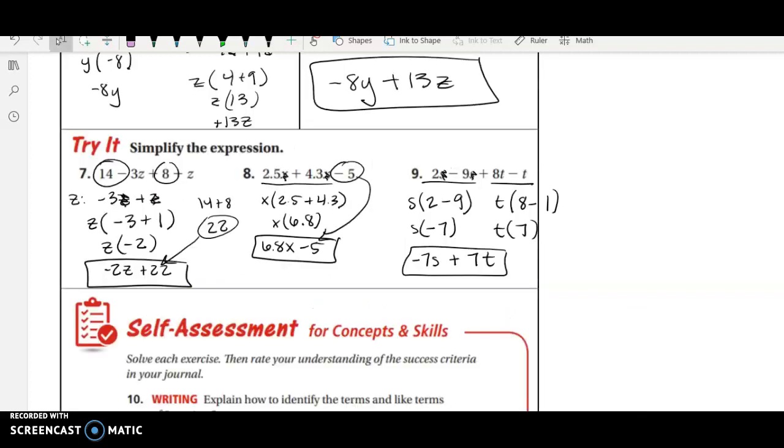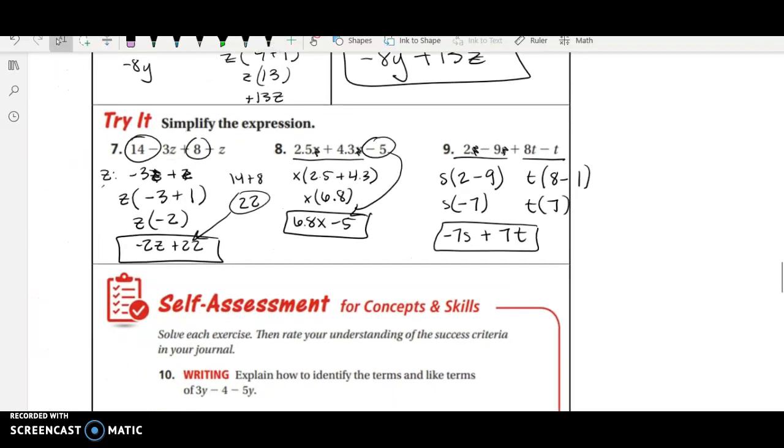All right, go ahead and compare your answers with mine. Over here, I separated the z's. I took out the z's, and I had negative 3 plus 1. And then negative 3 plus 1 is negative 2. So I have negative 2z plus 22 because 14 plus 8 gives me 22. And go ahead and check your other answers. And this is where we're actually going to end our notes today. And then we will come back to the rest of them next class period.